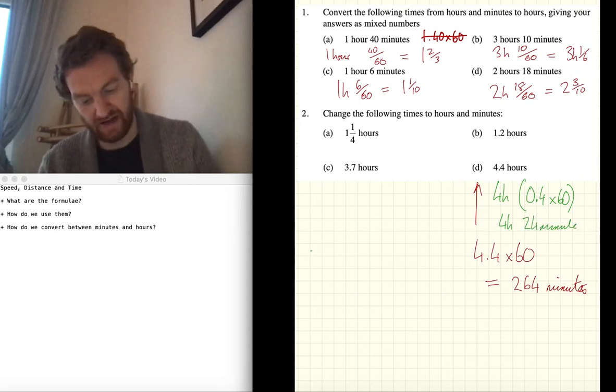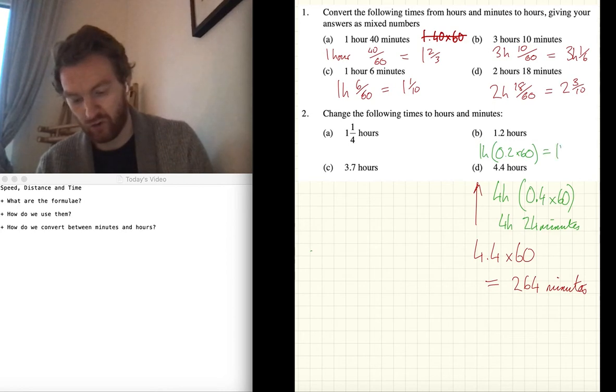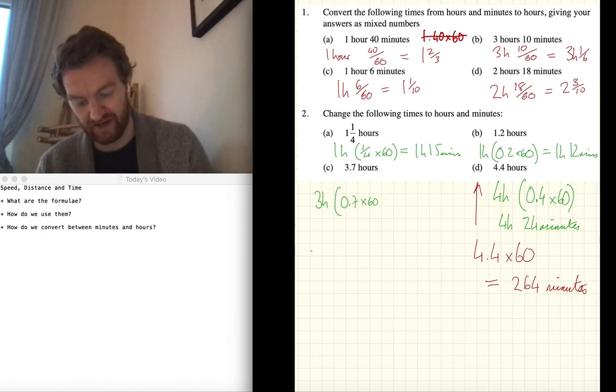Here, 1 hour and 0.2 hours, which will give you 1 hour and 12 minutes. When you've got a quarter, same thing, 1 hour, and then you've got a quarter times 60. Use your calculator. And finally, 3 hours, and then 0.7 times 60. So again, using that idea of 60, and that gives you 3 hours and 42 minutes.